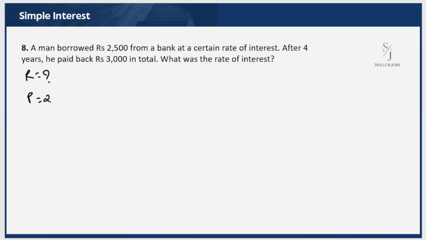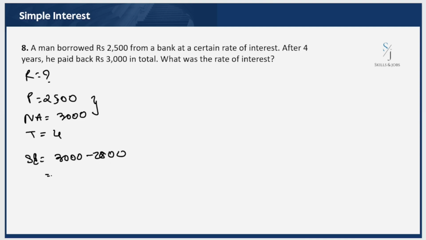P is equal to 2,500 and the amount is equal to 3,000. Time is 4 years. From this, we can calculate the simple interest. Simple interest is equal to 3,000 minus 2,500. Simple interest is 500. So now use the formula. Simple interest is equal to P into R into T by 100. Substitute the values.